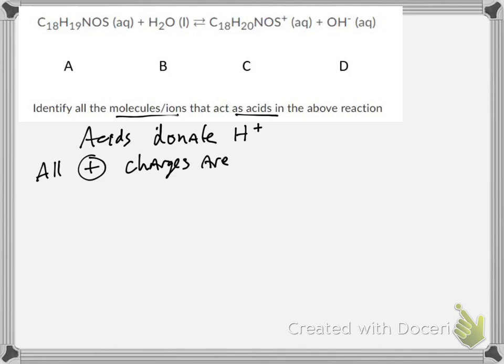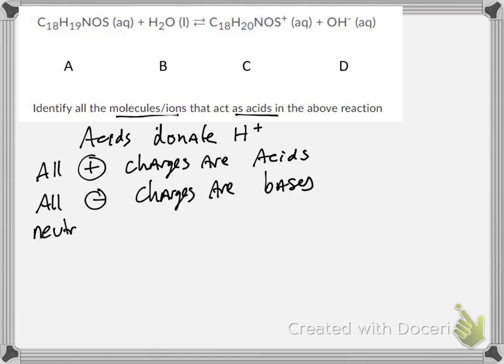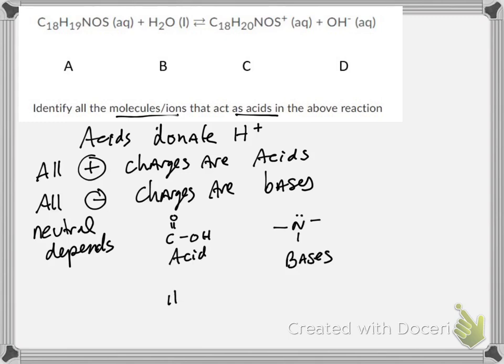So all positive charges are acids. That's one of the quick ways to do it. All negative charges are bases. Neutrals depends. You have to really take a look at the functionality of each group if they're neutral. If it's a C double bond OH neutral, that's an acid. If it's a neutral nitrogen, that's a base.